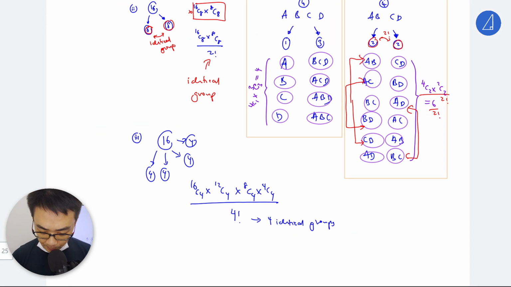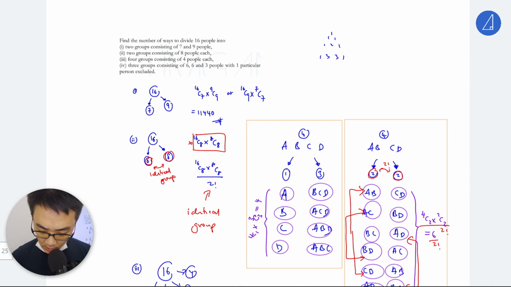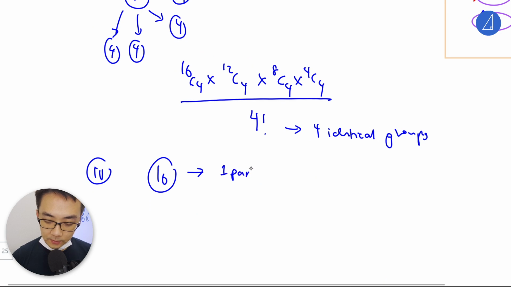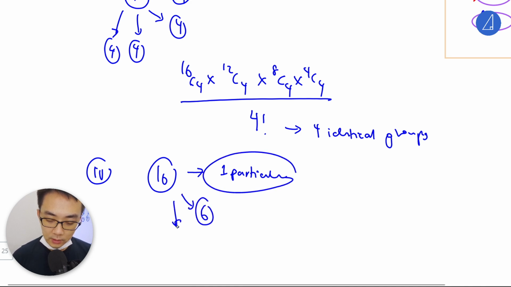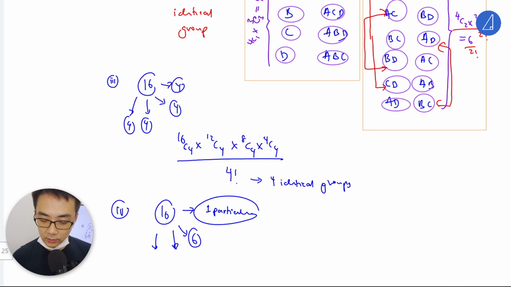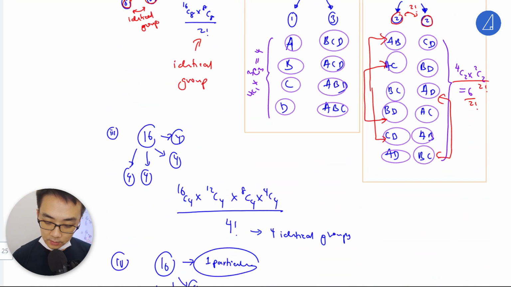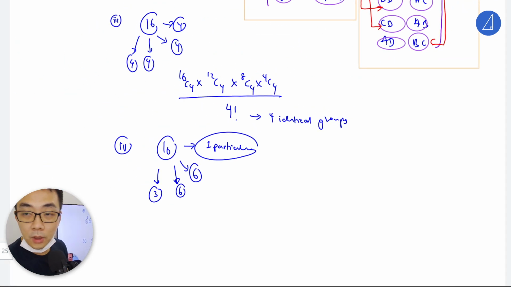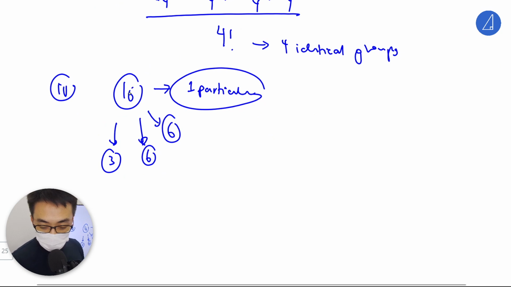Okay, then for part 4, one particular person, so it's 6, 6, 3, out of 16. One particular person. 6, 6, 3, right? Very good. So it's 15, because this particular person no need to choose. This is already fixed. This is destiny. So it's 1 choose 1.